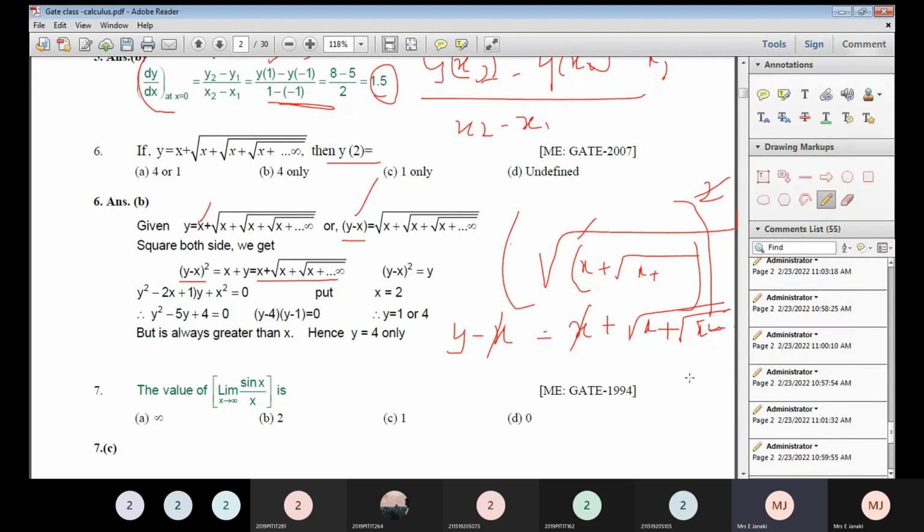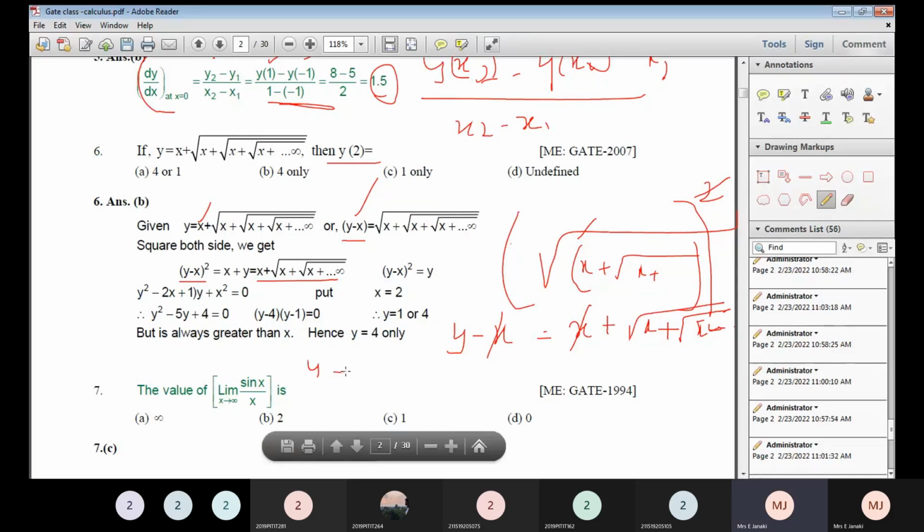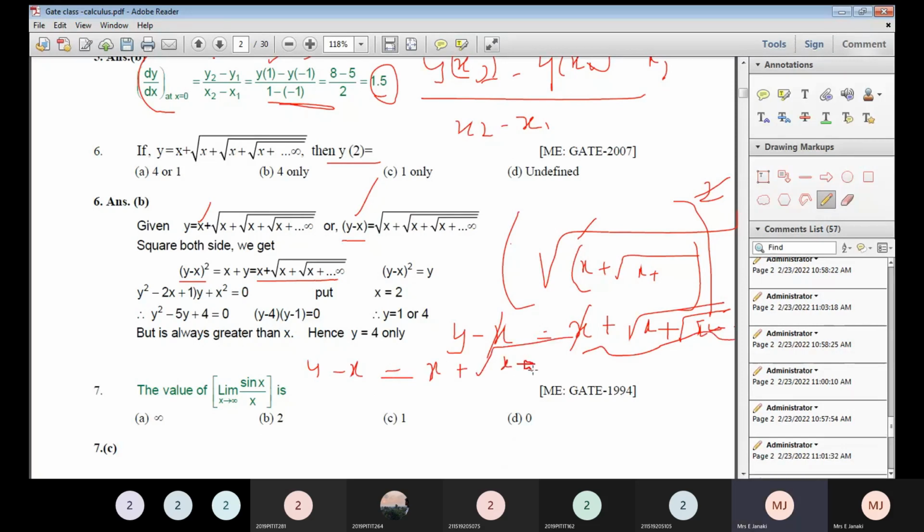See the answer here. You have to calculate when I'm substituting x is equal to 2. You have to find the y of 2 value. So don't cancel this x value. Now I'm writing this y minus x on the left side. On the right-hand side, read the terms. What are the terms on the right side? x plus square root of x plus, etc.